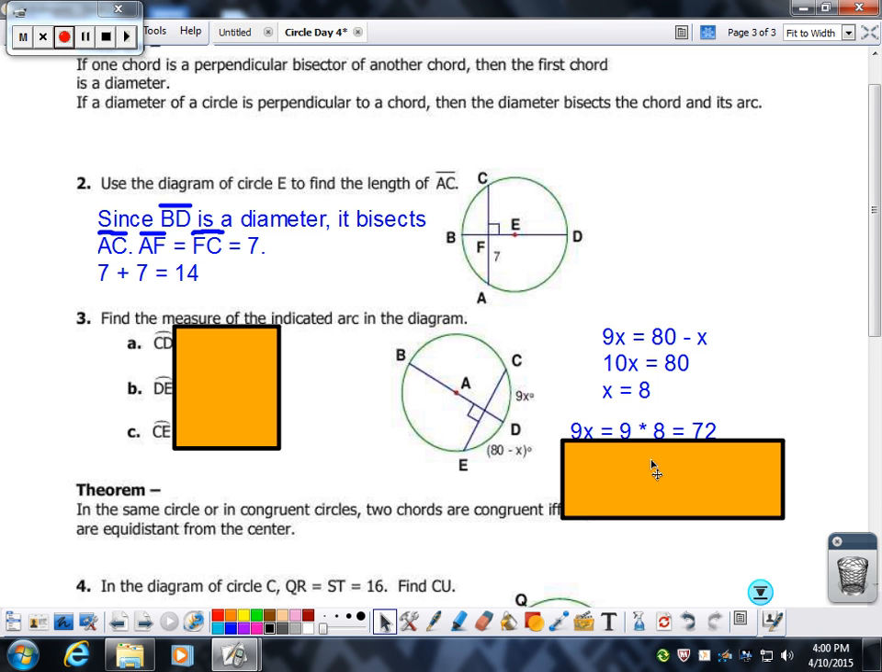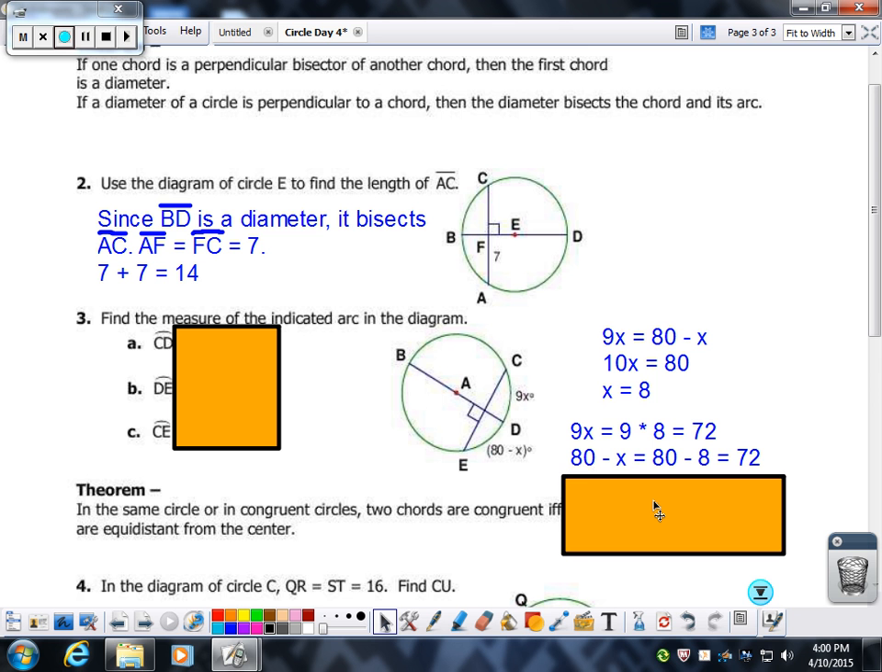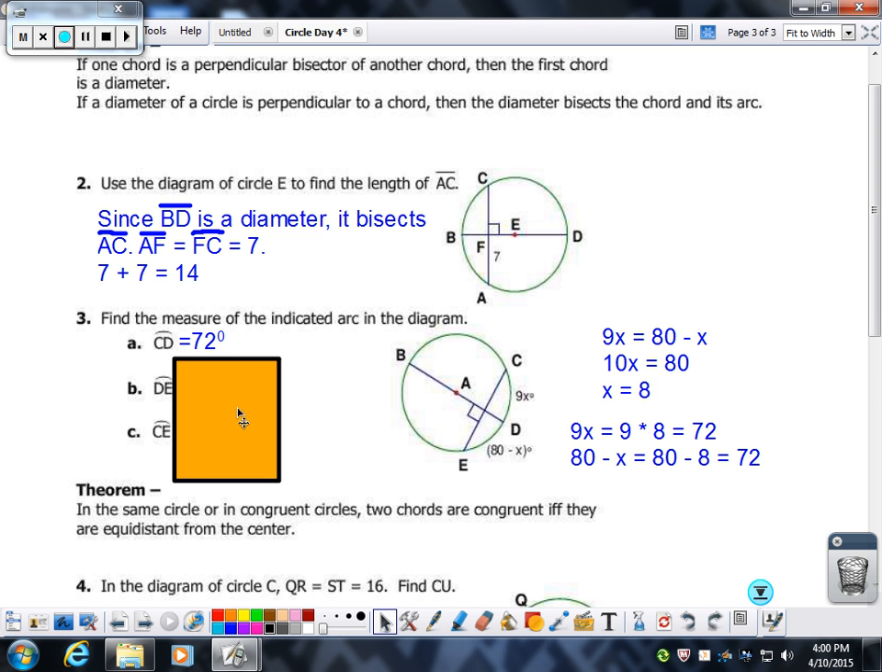Then to find the chord measurements, 9x is going to be the same as 9 times 8, since 8 is x, which is 72. And to find arc DE, 80 minus x is going to be 80 minus 8, which is also 72. So now that I know those arc measurements, I can say that CD is 72, DE is 72, and CE would be the whole length, or 72 plus 72, which is 144 degrees.